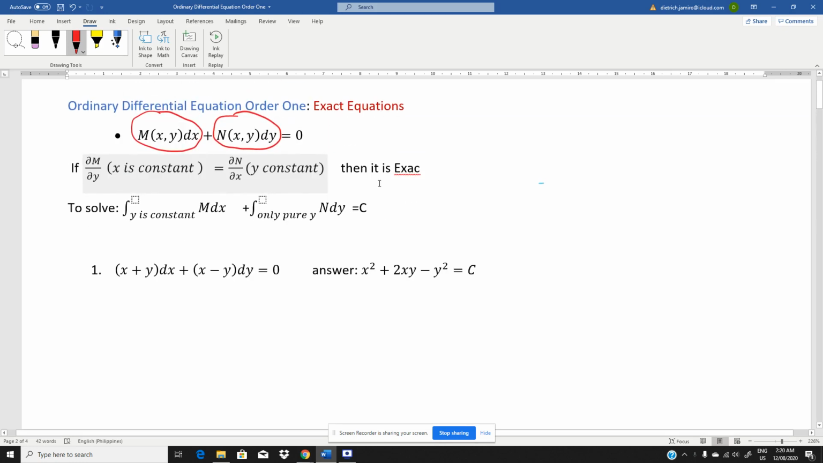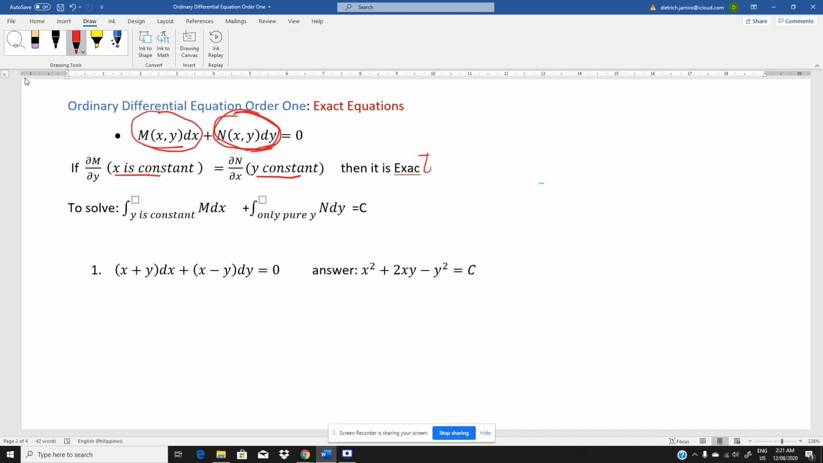To solve our equation, we take the partial derivative of M with respect to y, considering x as a constant in our first term. Then we take the partial derivative of N with respect to x, with y as a constant. If the two values are the same, then we can conclude that this differential equation is exact.